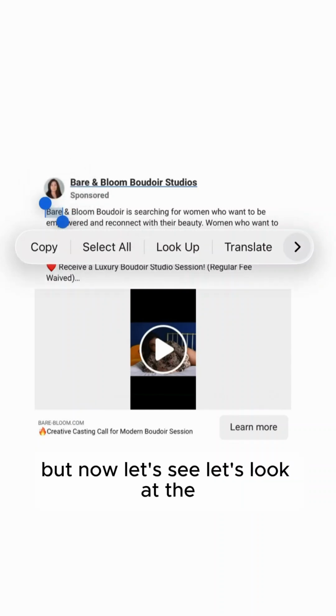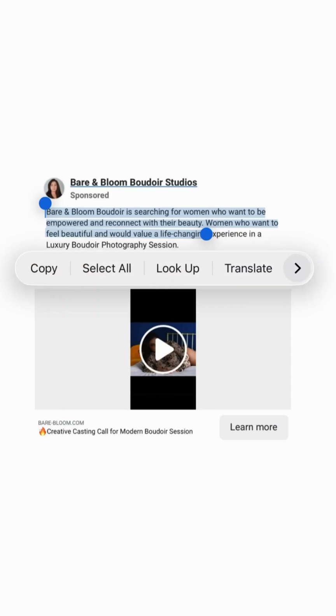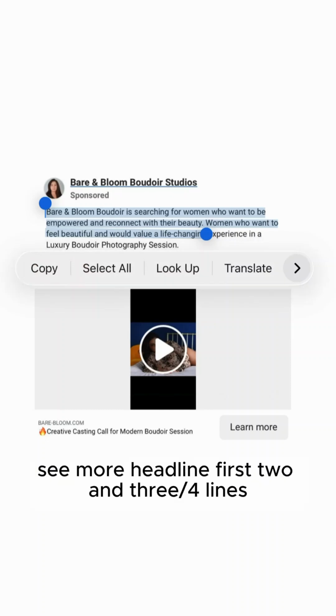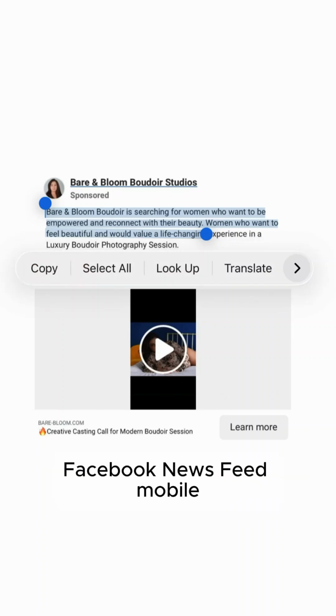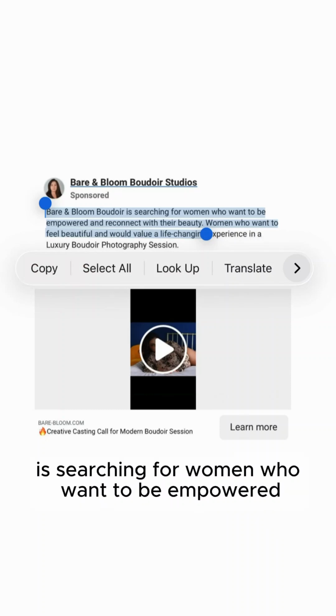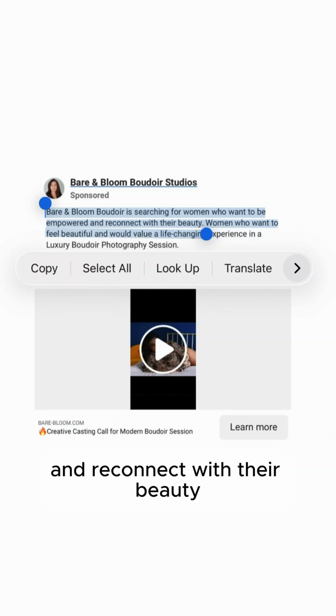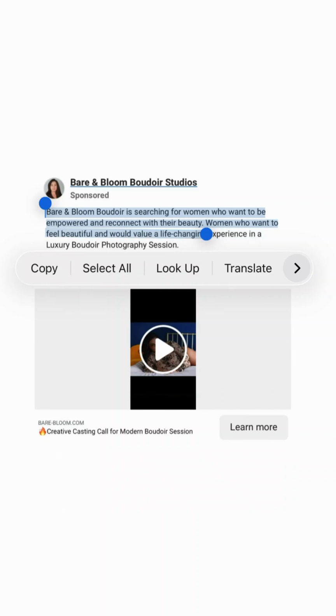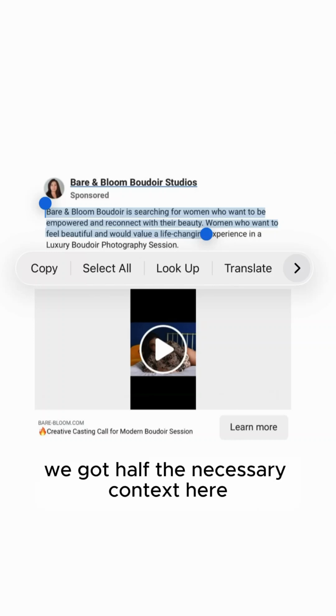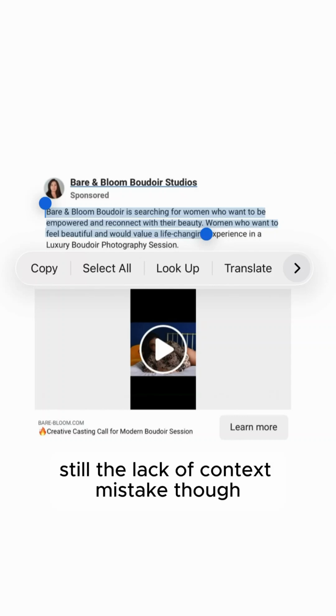But now let's look at the see more headline. First 2.75 lines, Facebook newsfeed mobile. So Baron Bloom Boudoir is searching for women who want to be empowered and reconnect with their beauty. Women who want to feel beautiful and value life-changing. All right, so yeah, we got half the necessary context here. Still the lack of context mistake though.